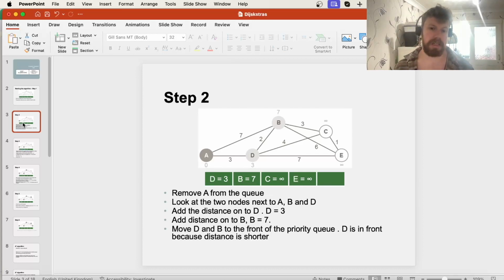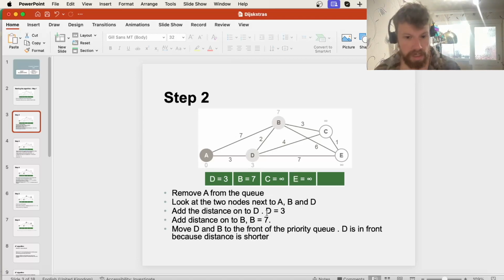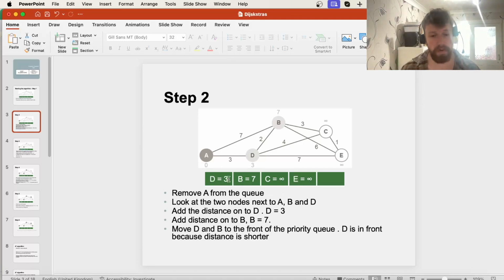As you can see, the weight of the line going from A to B is 7, and the weight of the line going from A to D is 3. So D goes to the front, because it's a shorter distance. Logically, that's the way we're going to go. If it's shorter, that's the one you always visit first. So D goes there, and we put in a 3 for that one.